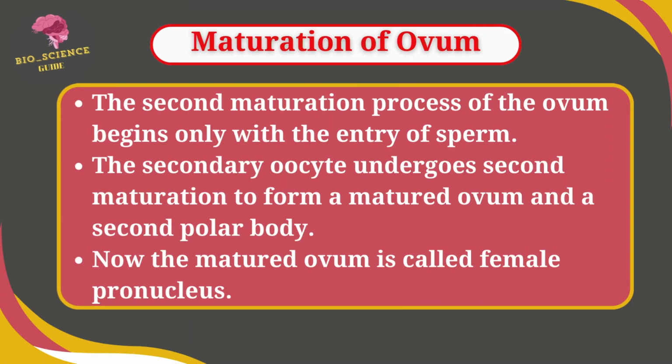The maturation of ovum, which is the third phase of fertilization, is where the second maturation of the ovum occurs with the entry of the sperm. The secondary oocyte undergoes second maturation division to form a matured ovum and a second polar body. Now, the matured ovum is called female pronucleus.